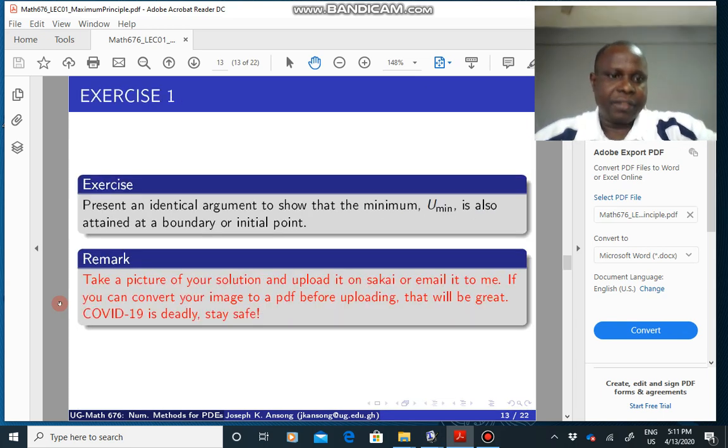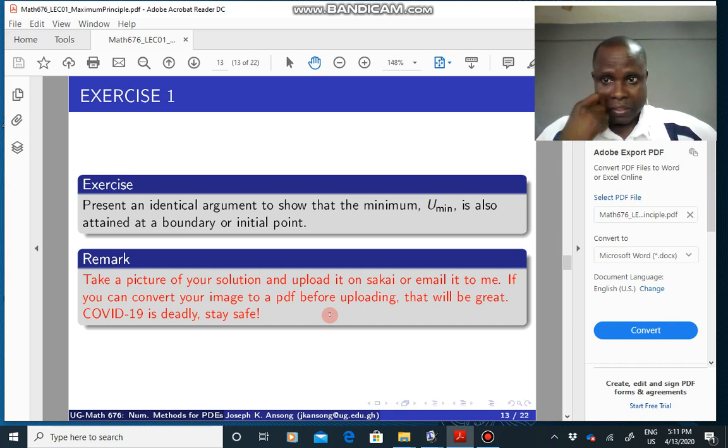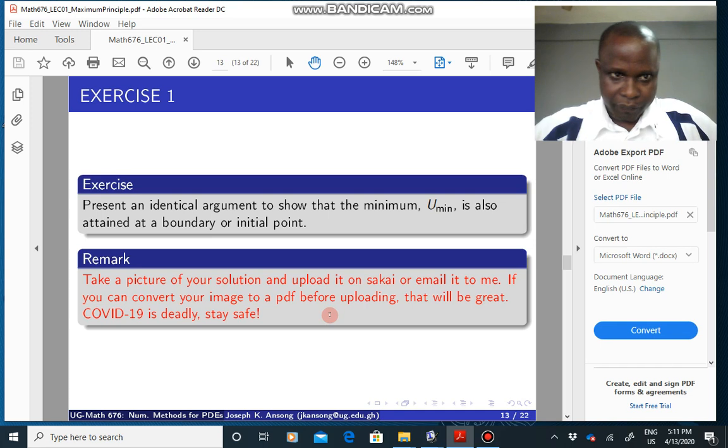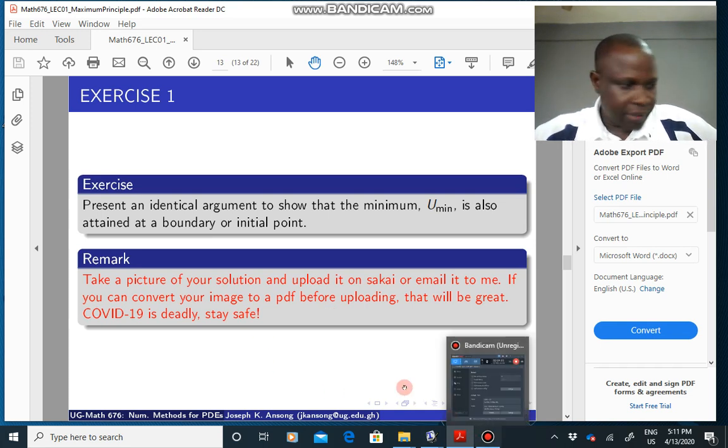So the first exercise is to present an identical argument to show that the minimum, which is U min, is also attained at a boundary or initial point. So write up your solution, your argument, and then post it on Sakai. I'll try to set up something on Sakai, or you can email it to me. Take a picture, you can convert it to PDF or something, and then send it to me.